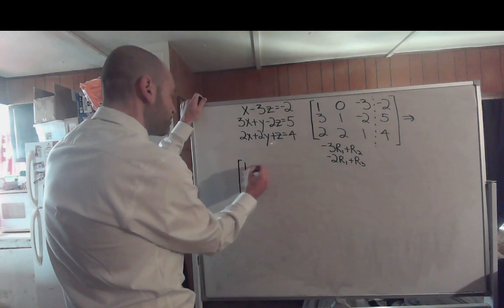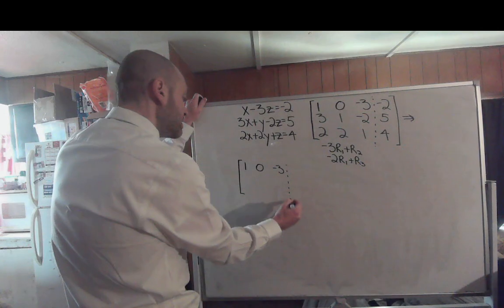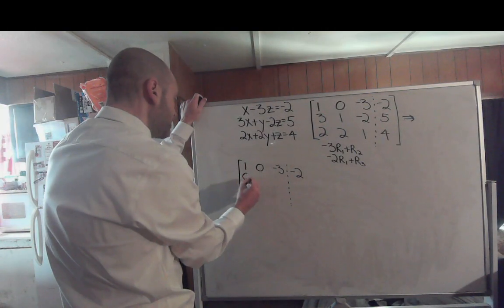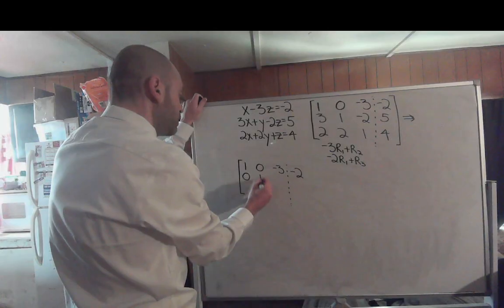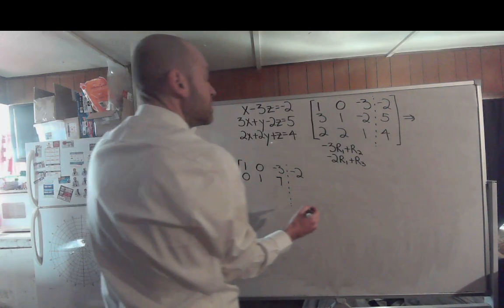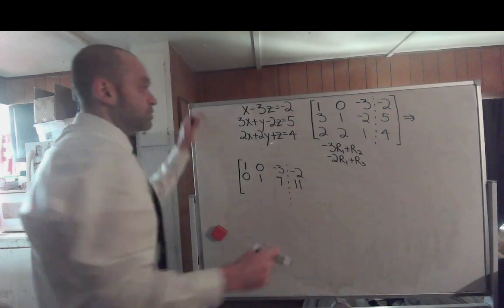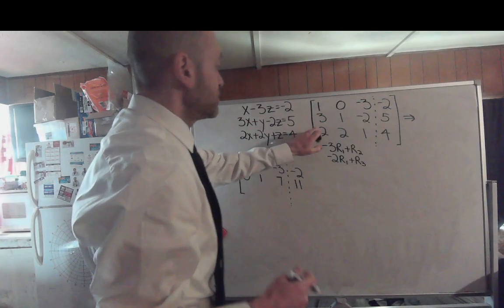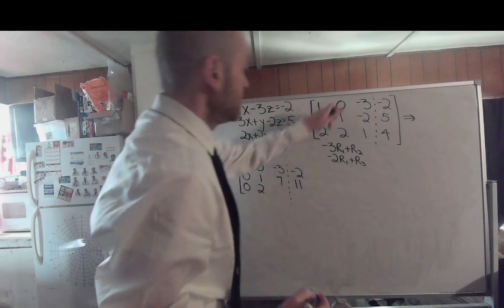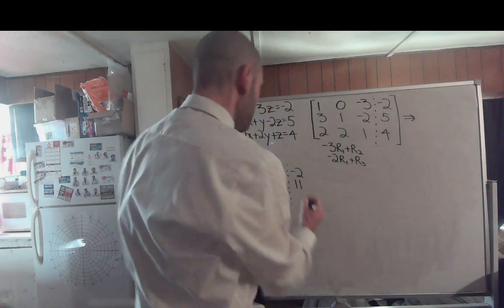So row 1 is temporarily left alone. 1, 0, negative 3, negative 2. Alright, negative 3 plus 3 is 0. 0 plus 1 is 1. 9 minus 2 is 7. And then let's see, 6 plus 5 is 11. Alright, let's deal with row 3 now. So negative 2 plus 2 is 0. 0 plus 2 is 2. 6 plus 1 is 7. 4 plus 4 is 8.